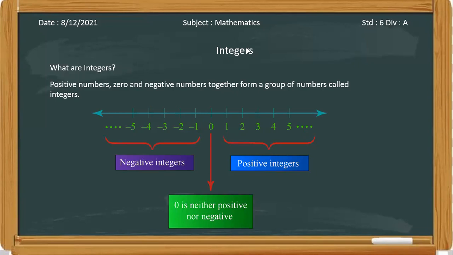Always revise the topic after going home, so that you can remember what you have learned in your previous lectures. So this is the visual representation of integers. Till this you are clear, right? What are integers, how they are represented on a number line.